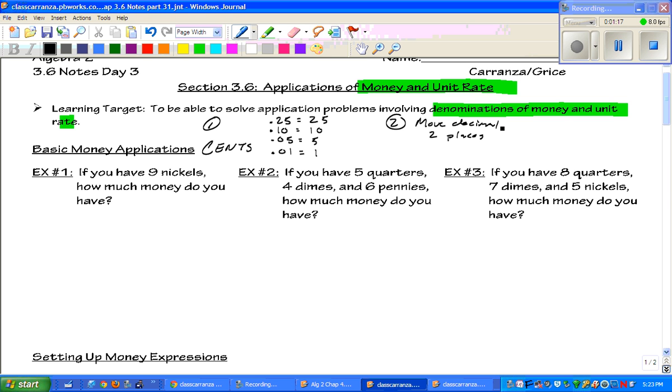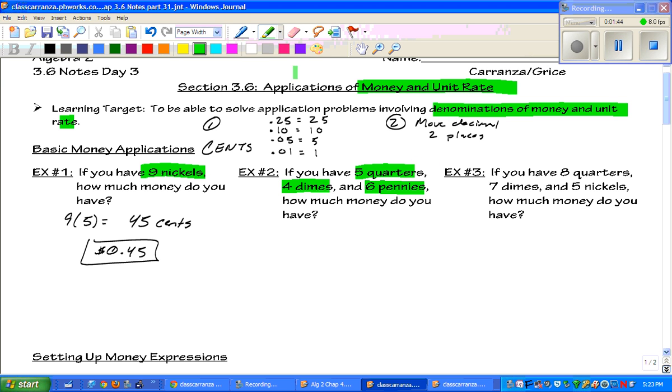Okay? So let's look at example number 1. It says if you have 9 nickels, how much money do you have? Well, we just talked about that nickels is 5. You multiply that, that's 45 cents. And if we were to write that using dollars, it's 0.45. Okay? All right, let's try the next one.